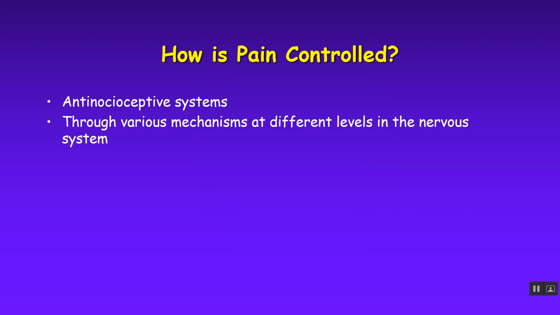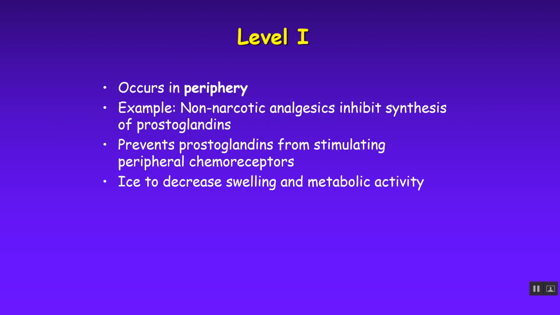Now let's talk, we're just going to try to keep pushing forward here. We should be done in the next few minutes. How do we control pain ourselves? There are different ways that we can control pain. They're called the anti-nociceptive systems, and it's through various mechanisms at different levels. Your book talks about 5 different levels at which we can control pain, or opportunities we can modulate pain. Number 1 is in the periphery.